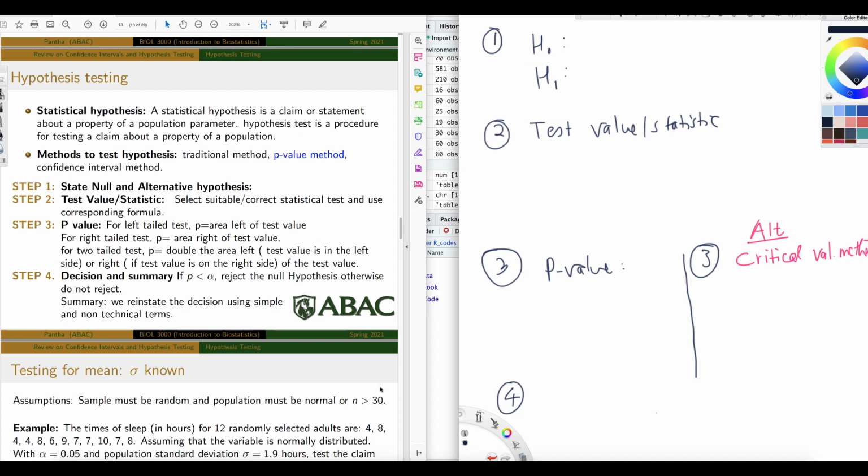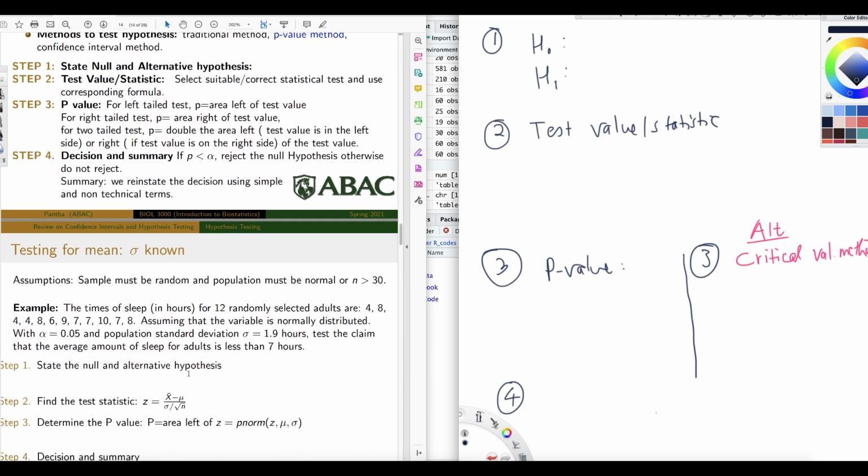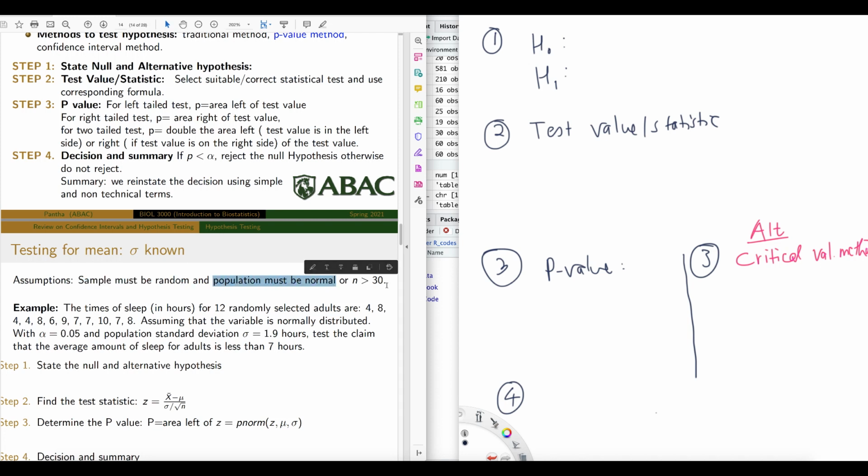Let us do an example: testing for a mean. What are the assumptions for the population if you are testing for a mean? The sample must be a random sample from the population, and the population must be normal, or the sample size must be greater than 30.